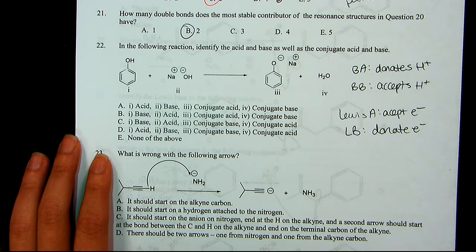I believe in the book it says something about a Lewis acid could be a Bronsted acid, or a Bronsted can't be Lewis, or something like that. I would check. There's a little thing that he mentions in the book about both of these acids.